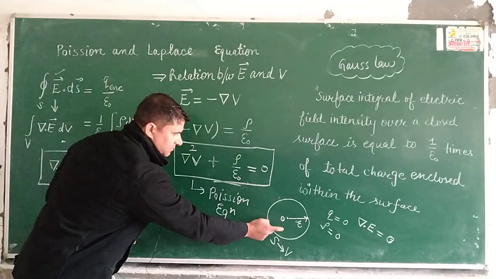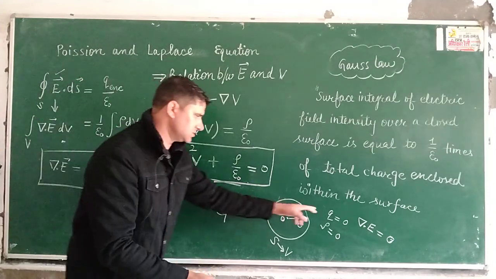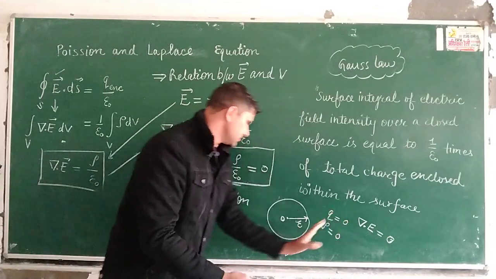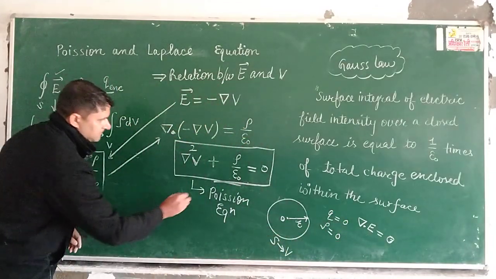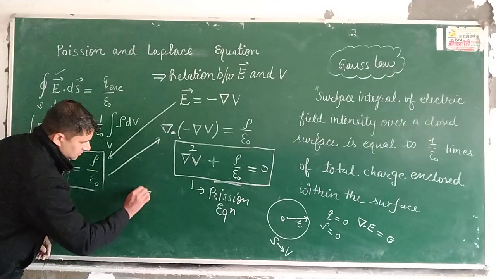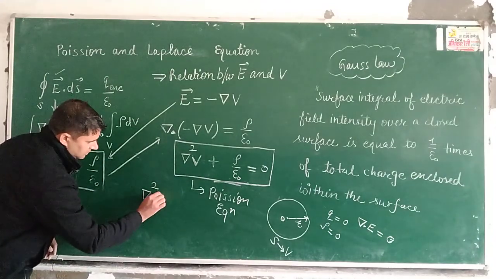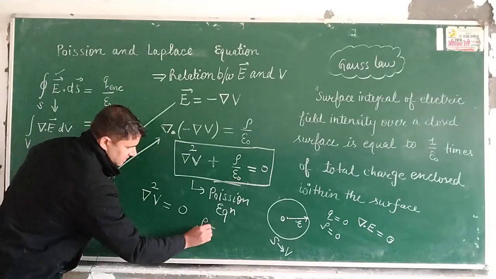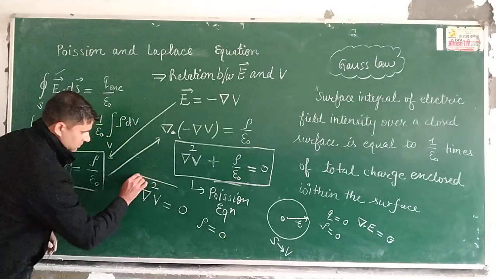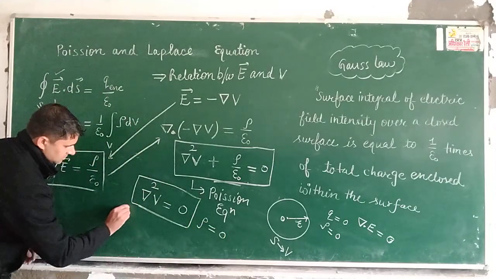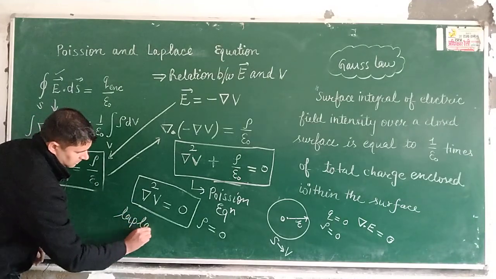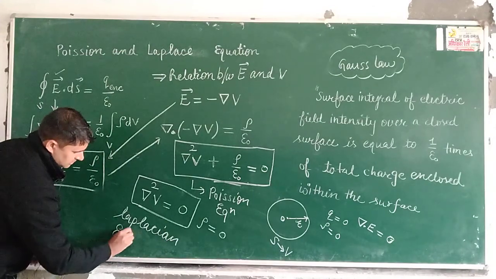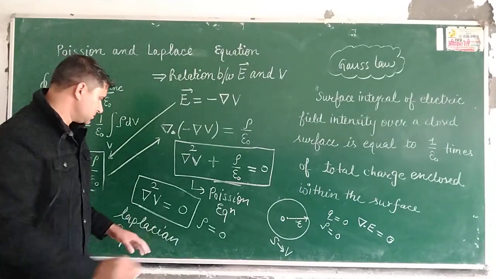So if the charge density is 0, this is the Poisson equation, and for this particular case the charge is 0 and the charge density is 0, then the divergence will be 0. It means that del square V will be equal to 0, because here the charge density is 0, and this equation is known as the Laplacian or Laplace equation in electrostatics.